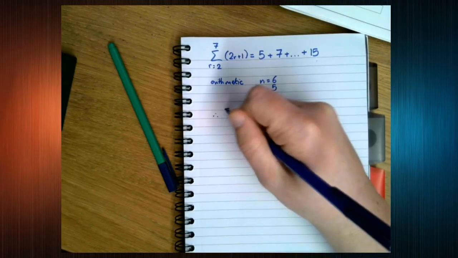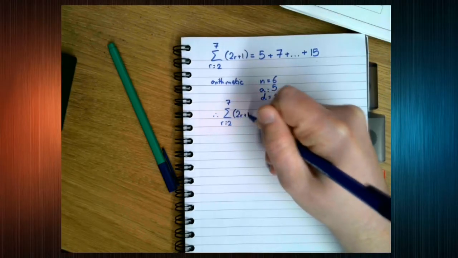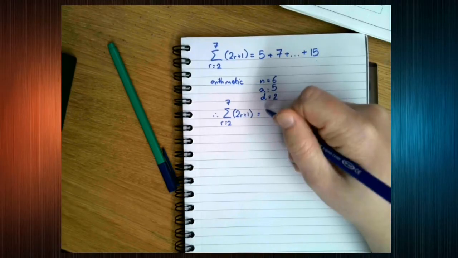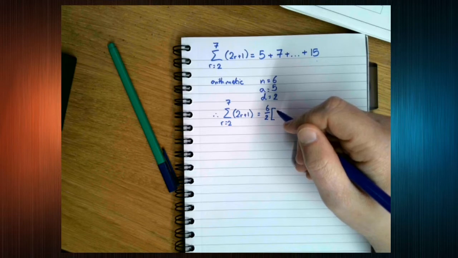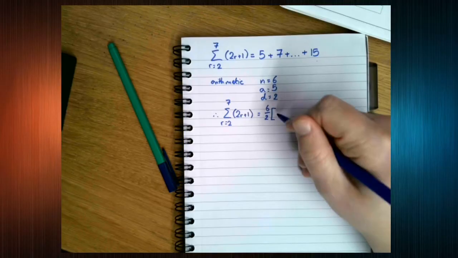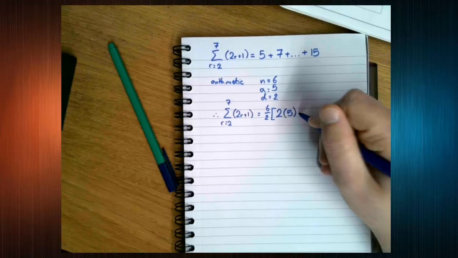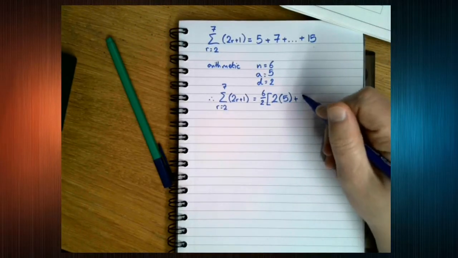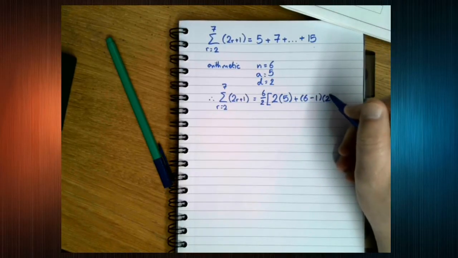So therefore, the sum from 2 to 7 of 2r plus 1 is going to be n over 2, 2a plus n minus 1 d.